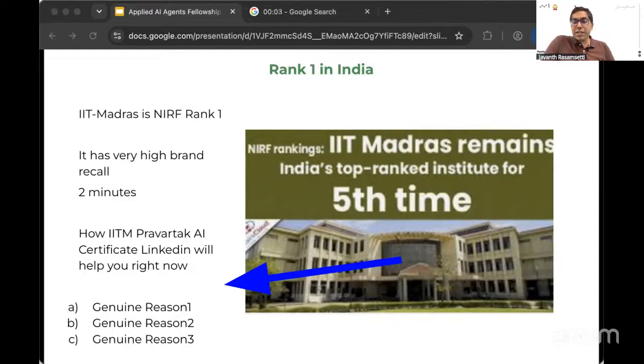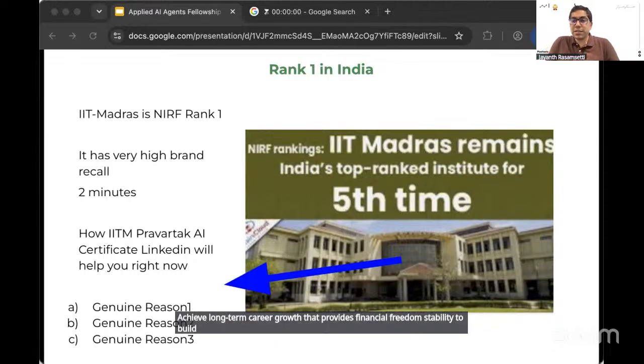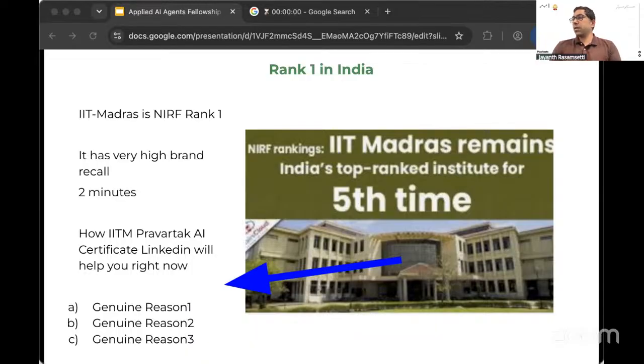Achieve long-term career growth that provides financial freedom and stability to build and grow your own venture that generates a sustainable source of passive income. Fulfill our family's financial and personal goals while creating a secure future. Perfect. Guys, time is up. Awesome.